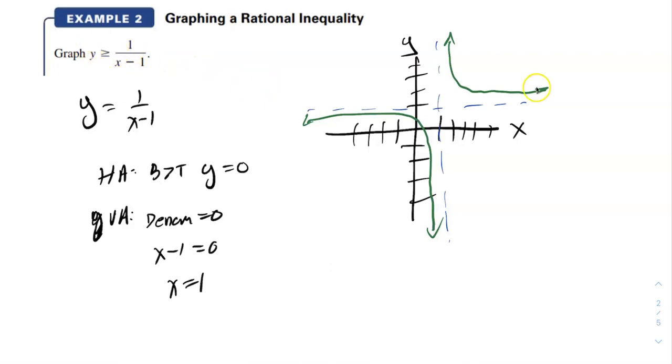Then I need to shade. Again, we are greater than, so we want to be above our line. So here's our line, we want to be above it. It's going to be all the stuff in here. We want to be greater than this guy, so it's going to be all the stuff right here.